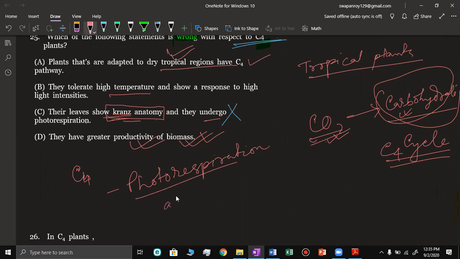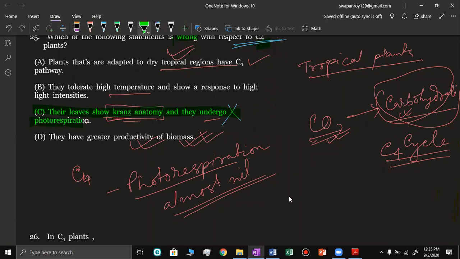Photorespiration is almost nil, because they have one carboxylating enzyme which does not combine with oxygen, it combines with carbon dioxide only. So this is our answer.